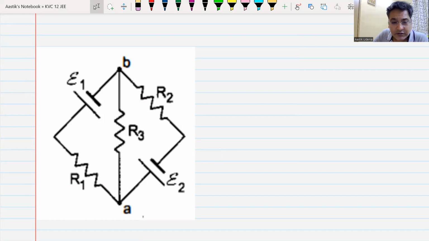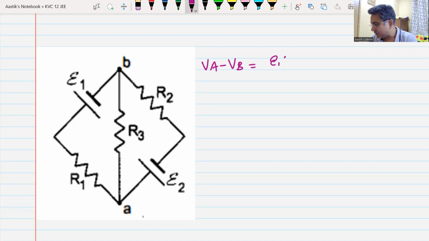Again, you have to find the value of VA minus VB. You have 2 minutes to get to the answer. Yes, what are you saying? It's the same as the previous problem, sir. Same as the previous problem, that is correct. VA minus VB will be E1 by R1 plus E2 by R2, divided by 1 by R1 plus 1 by R2 plus 1 by R3.